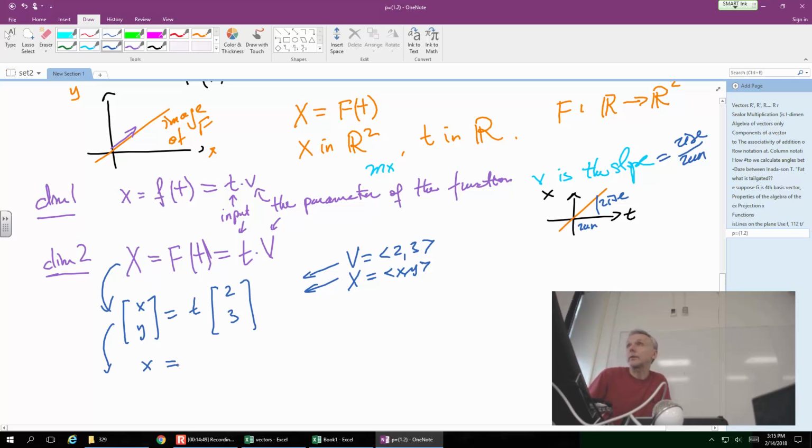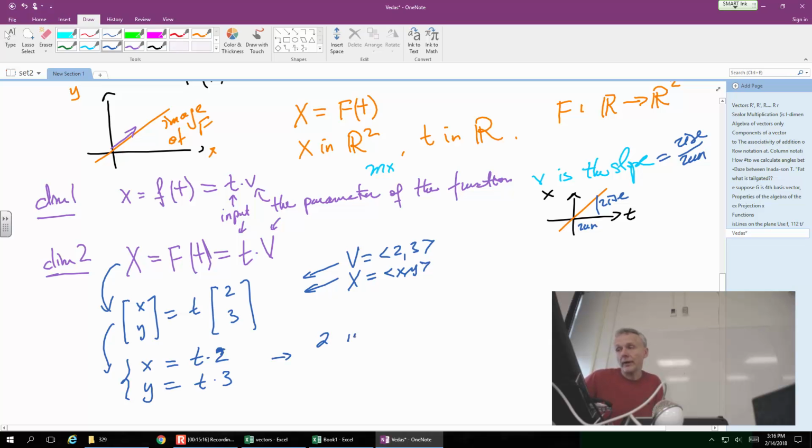x is equal to what? That's right. And y is equal to what? That's not a 2. And y is what? t times 3. Sometimes I put a brace here to indicate that they come together.